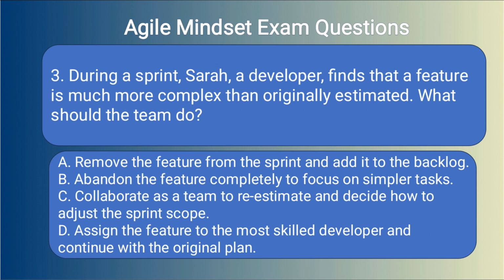C. Collaborate as a team to re-estimate and decide how to adjust the sprint scope. D. Assign the feature to the most skilled developer and continue with the original plan.